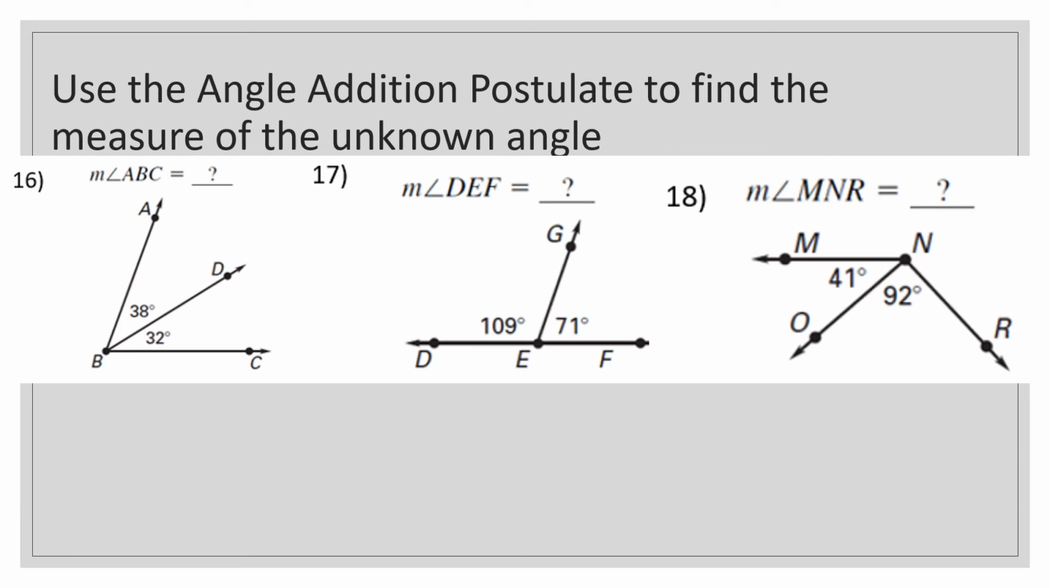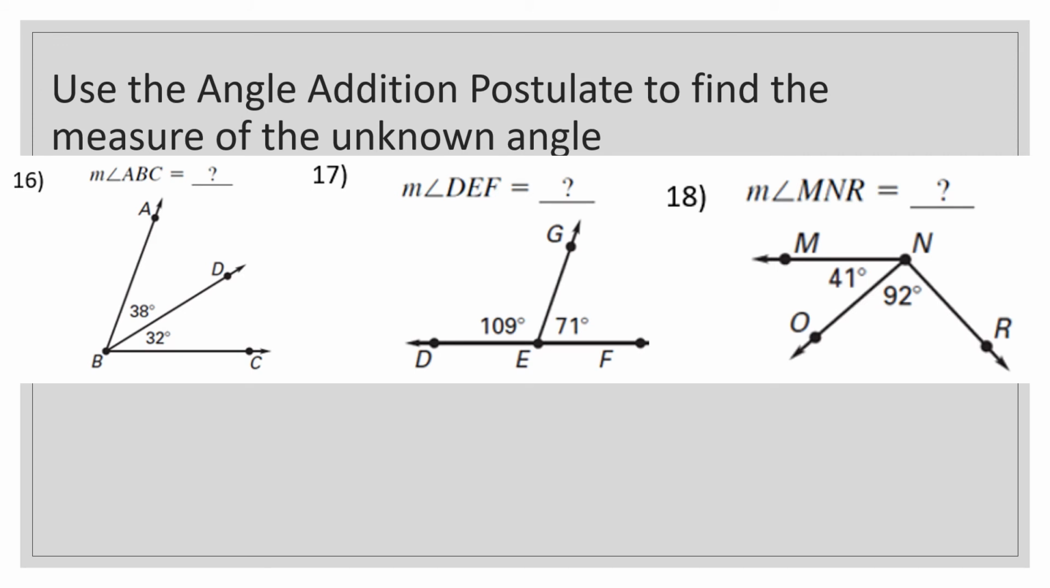So, using the angle addition postulate, I know that if they give me my two interior angle measures, I can add those two together to get my big angle. And I can also use subtraction to get my smaller angles within the big angle. Okay, so number 16 is the measure of angle ABC.